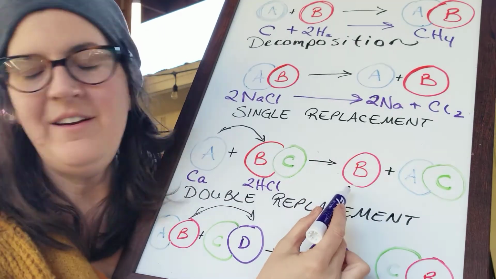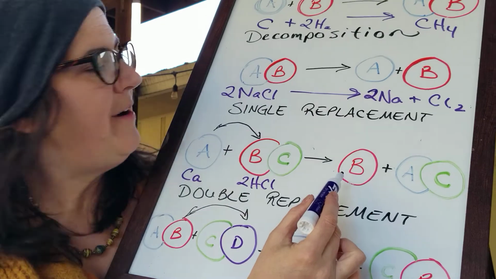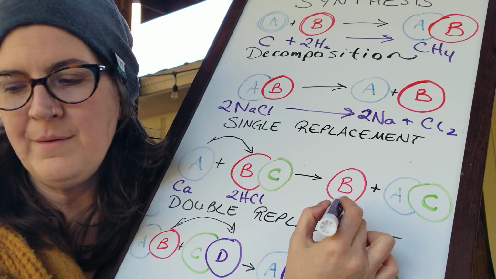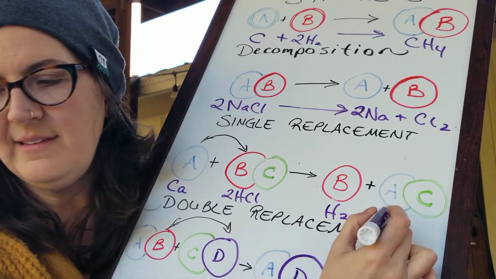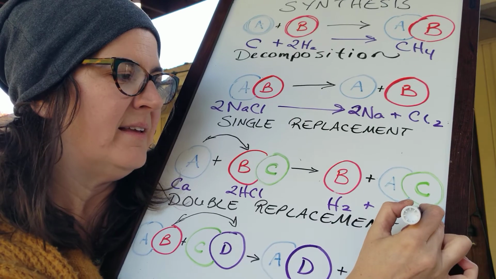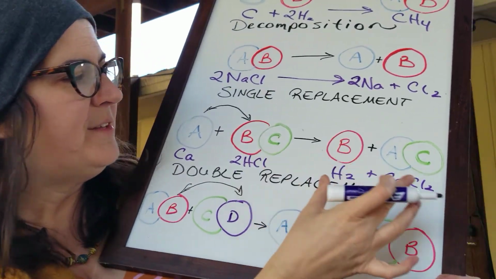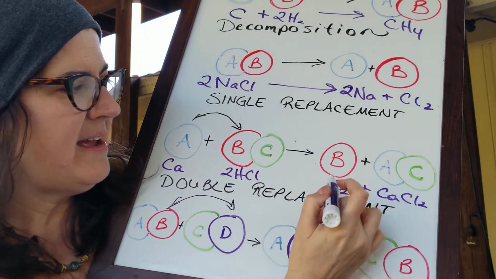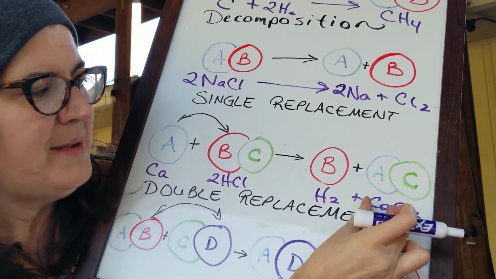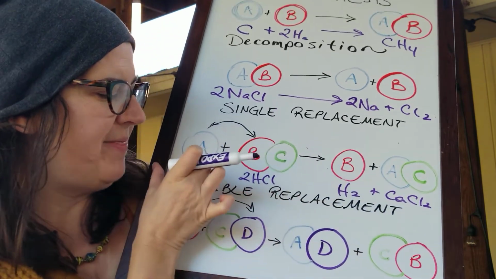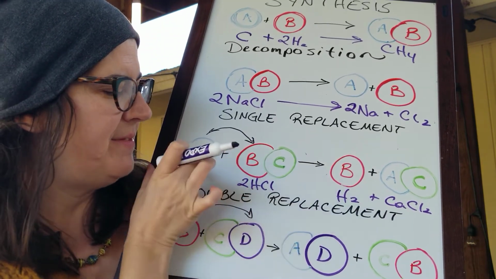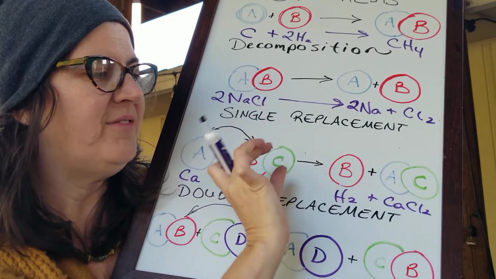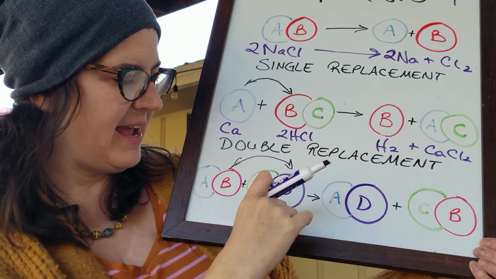So what happens over here? Let's see what this looks like. We are on a mixture of single replacement. I'm going to put H2 plus CaCl2. So you can see that we've flip-flopped the A placement with the B placement right here. And we've got the single element with a compound, single element with a compound, that's flip-flopped two of the atoms.